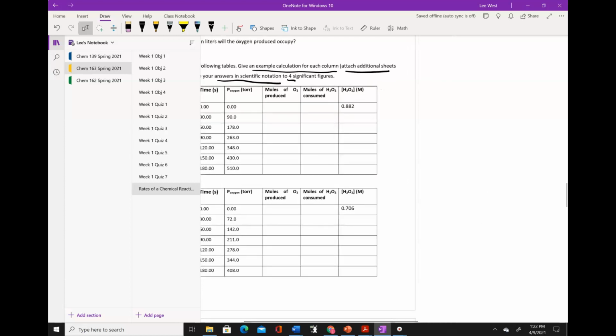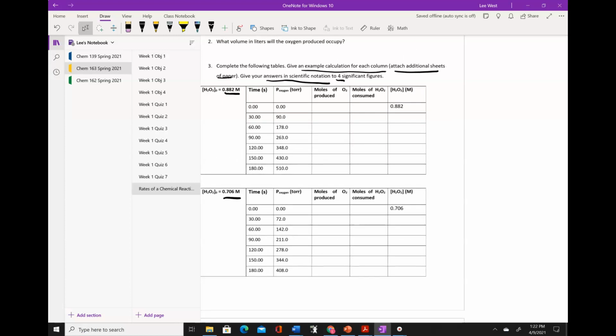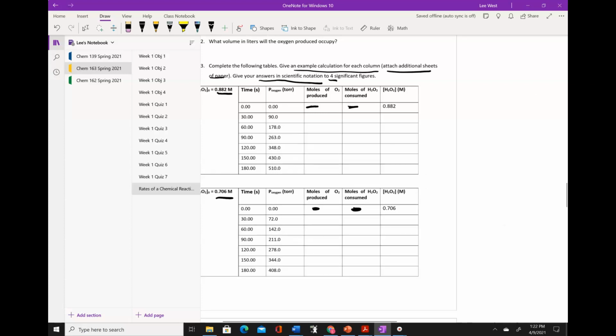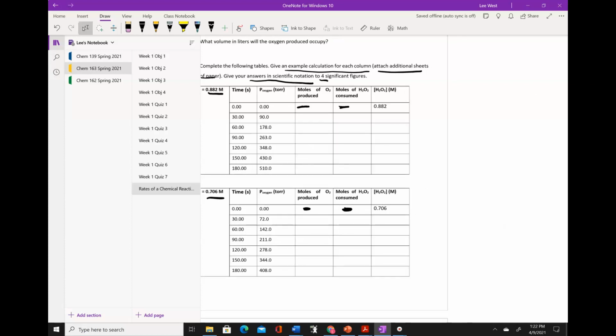So at time 0, it's pretty simple. It's pretty obvious, hopefully, that no O2 is being produced and no H2O2 has been consumed. So we're not going to do our example calculation for that. We're just going to put a dash there, or perhaps we could put not applicable if you really wanted to. But there's nothing to calculate for that one. All right. Now what's going to happen is this.